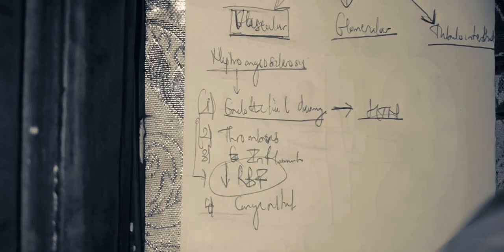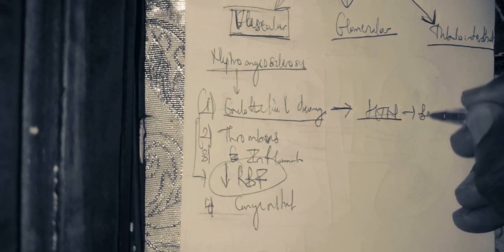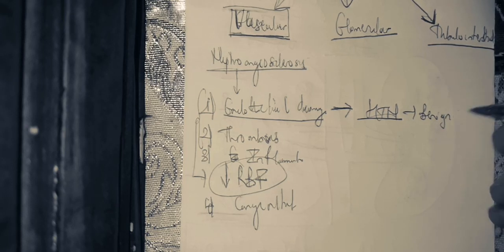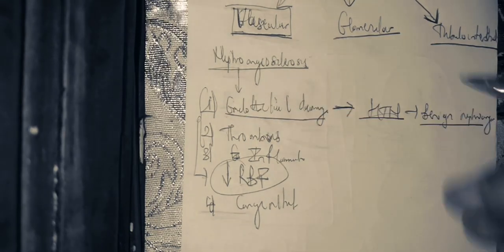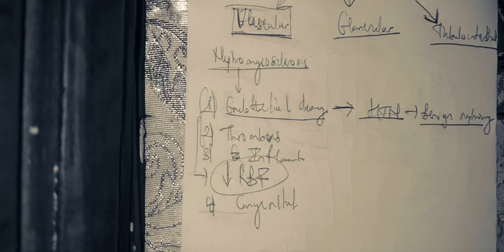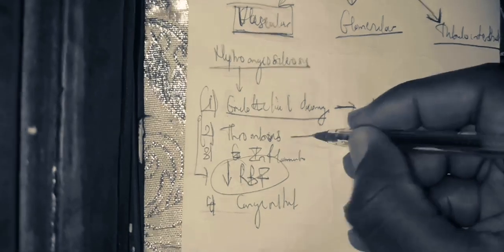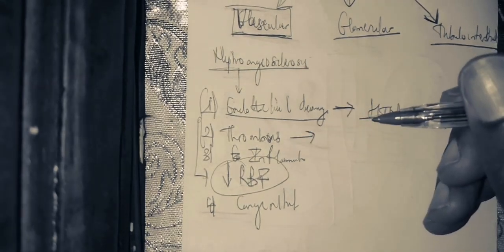So when you have a chronic hypertension, is it clear? Chronic hypertension is going to result in what is called a benign nephroangiosclerosis, by the result of a chronic endothelial damage. Is it clear? Now you have the case of thrombus formation.